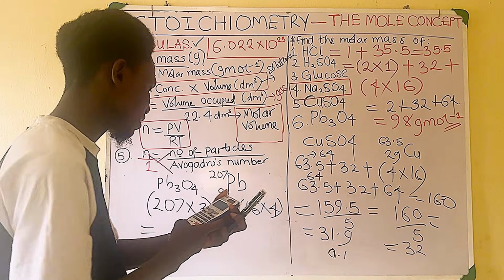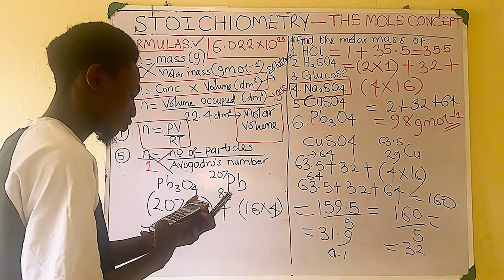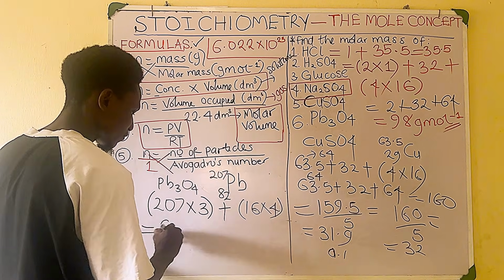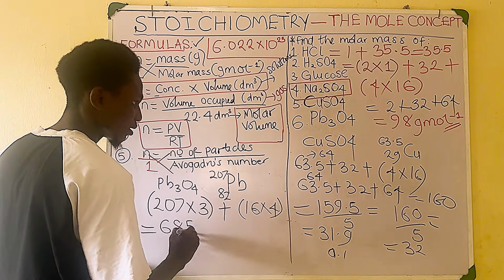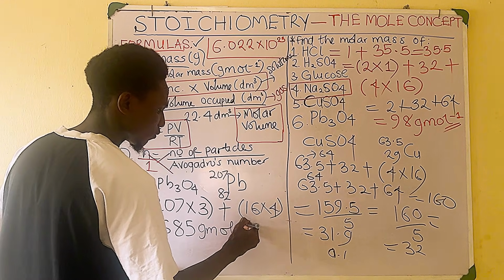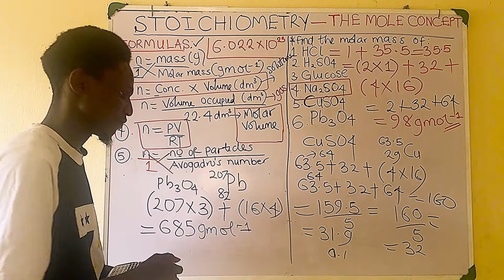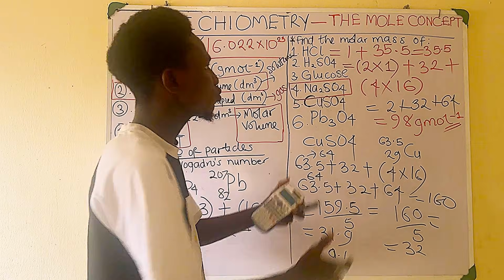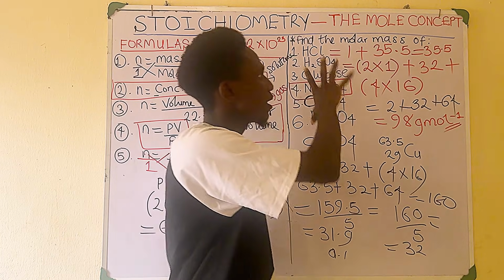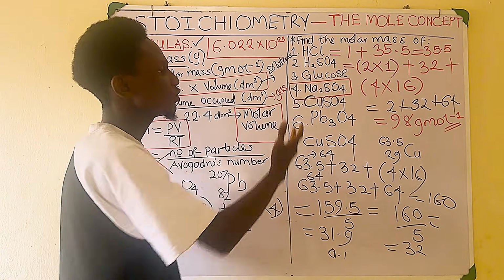These are the kind of figures that you don't just risk. So 16 times 4, we're going to now get 685 as our molar mass for Pb3O4. So this is the molar mass, 685 gram per mole. So we're able to get the molar mass for this question. So just solve number 4 yourself, and you're going to see that it's very, very easy.